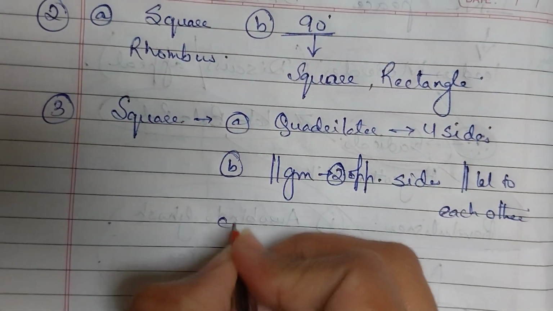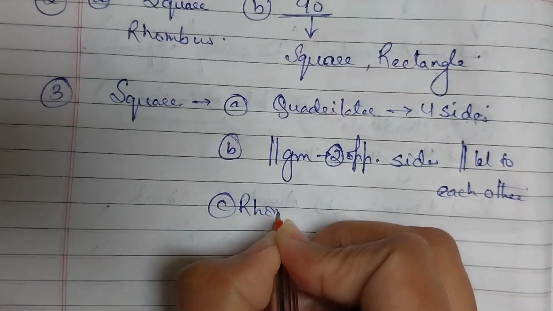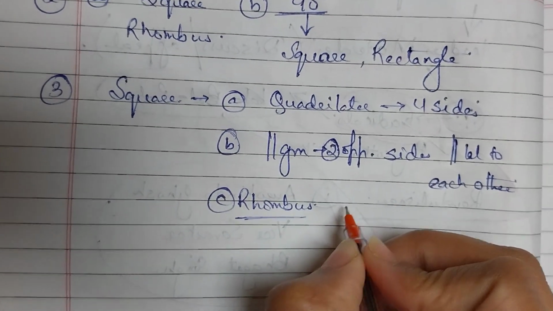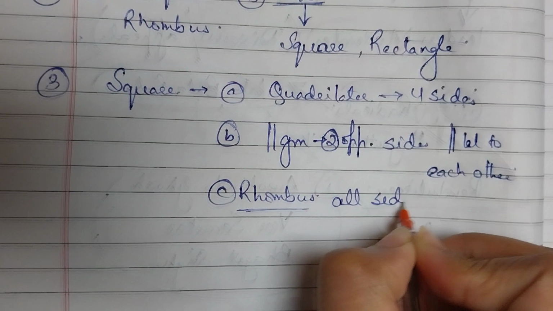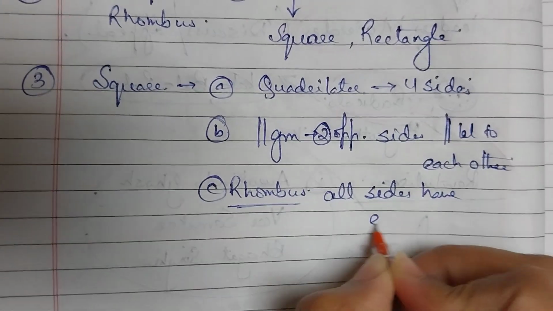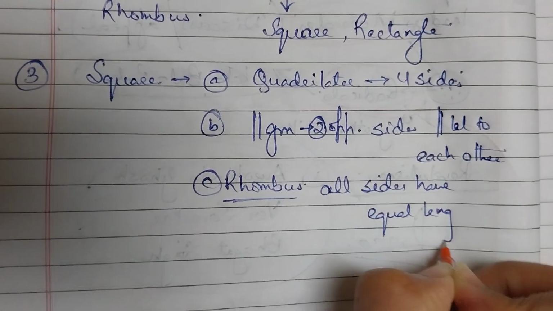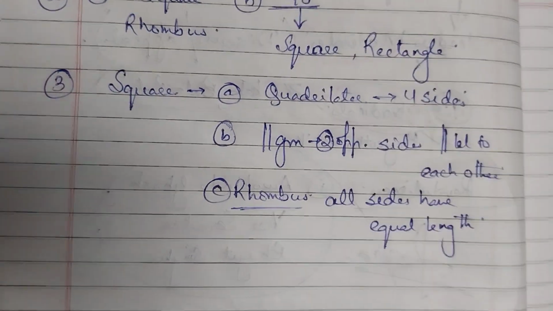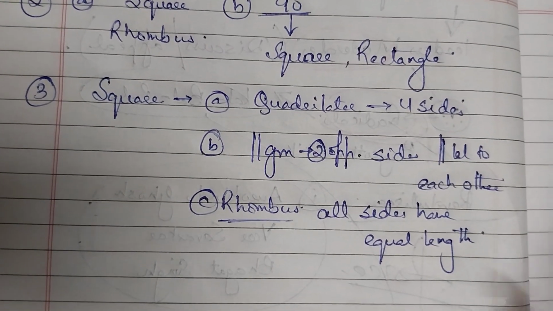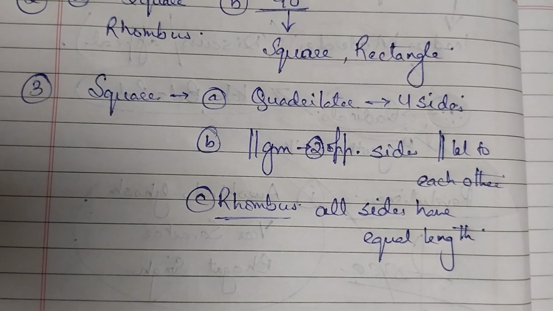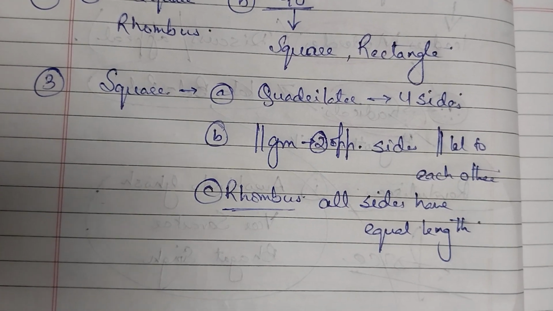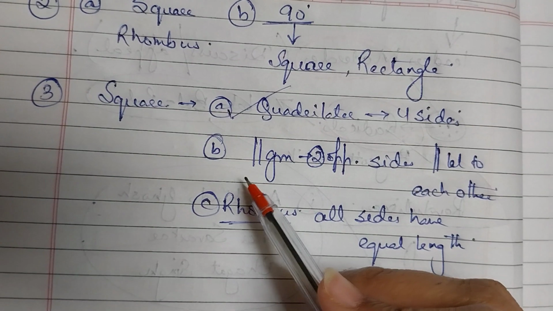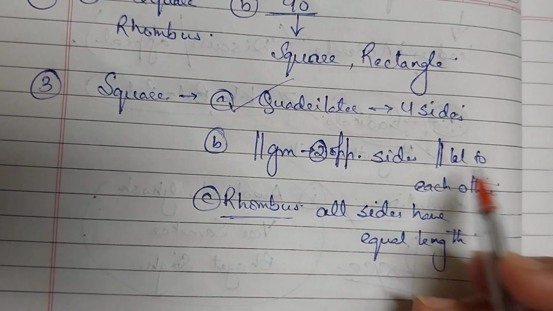Okay, and see, it is a rhombus. Why is it a rhombus? Because in a rhombus all sides are equal. All sides have equal length. Okay, they all have equal length is what we are understanding here. So we can say a square can be a quadrilateral. Fine. Why? Because it has all four line segments. Parallelogram because opposite sides are parallel and equal.